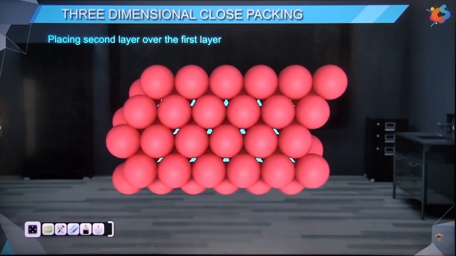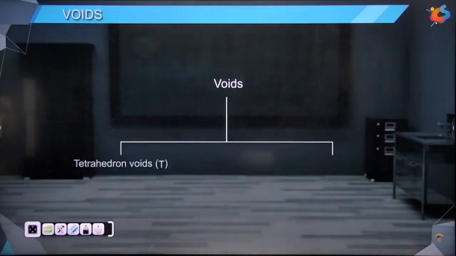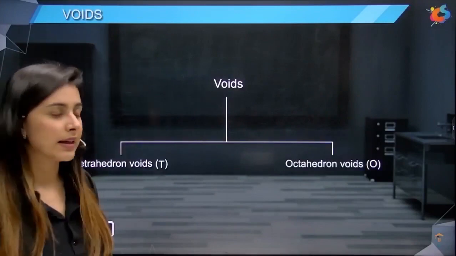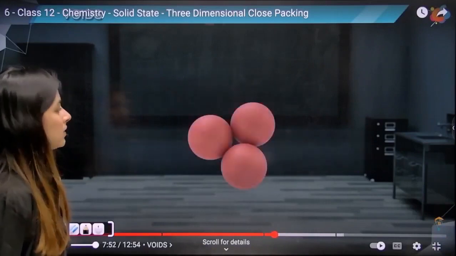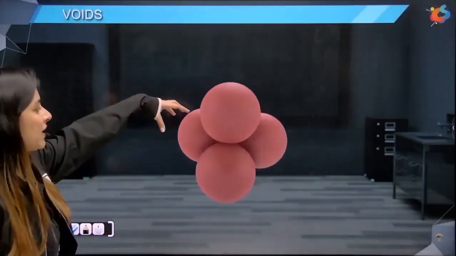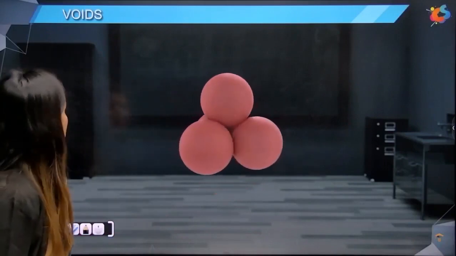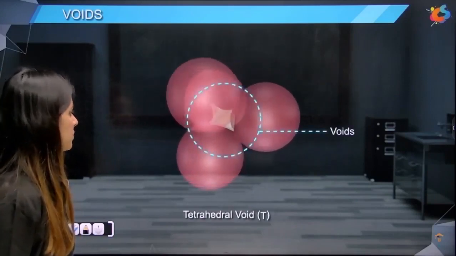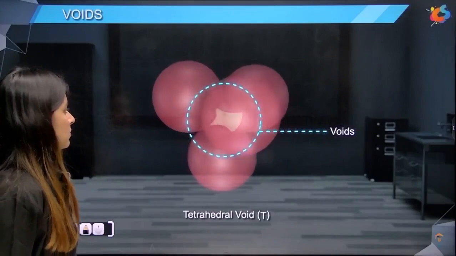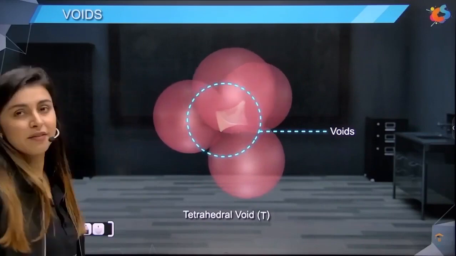These are the voids. The blue parts are your voids. There are two types of voids, tetrahedral void and octahedral void. This is a triangular void, and if you put one atom over this, this is your tetrahedral void. The empty space, covered by 4 atoms or made by 4 atoms basically.